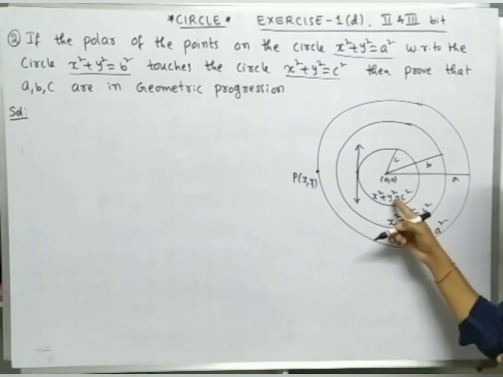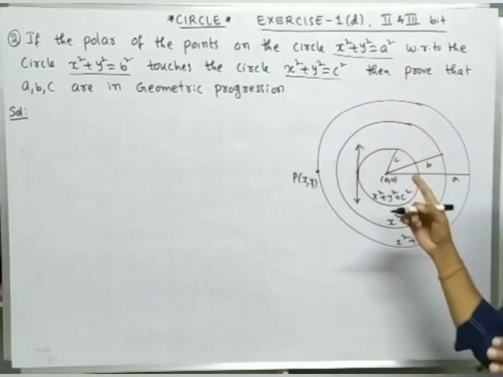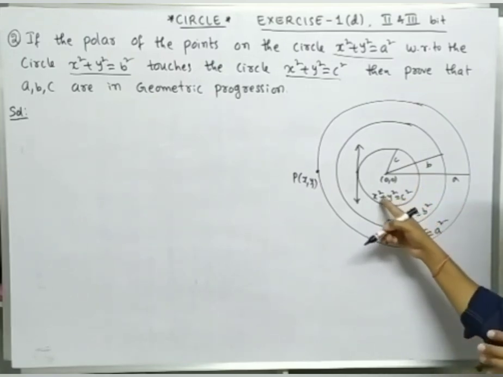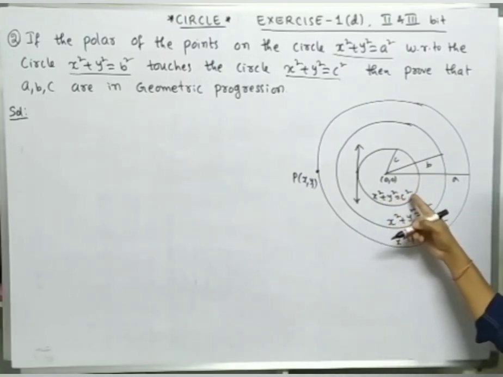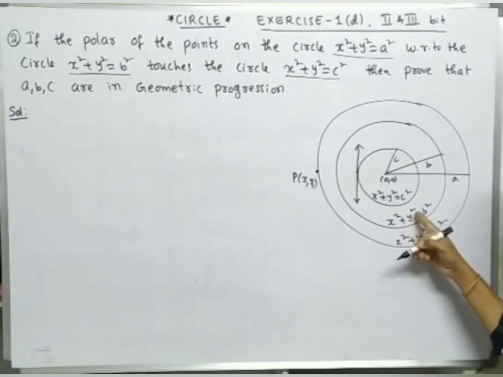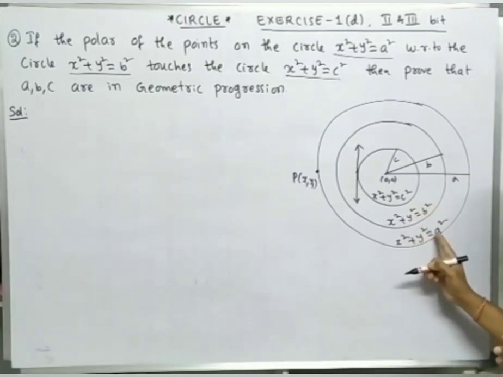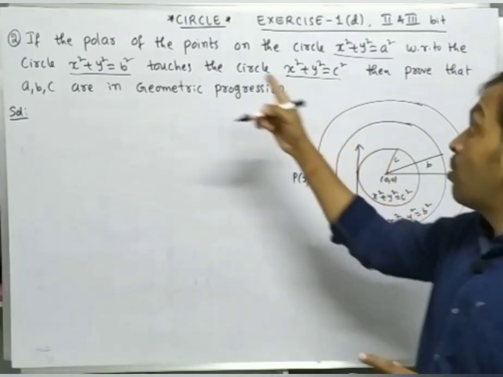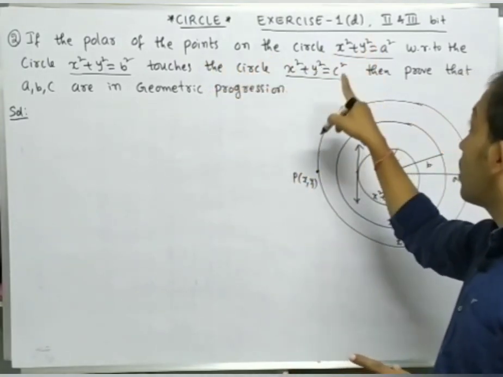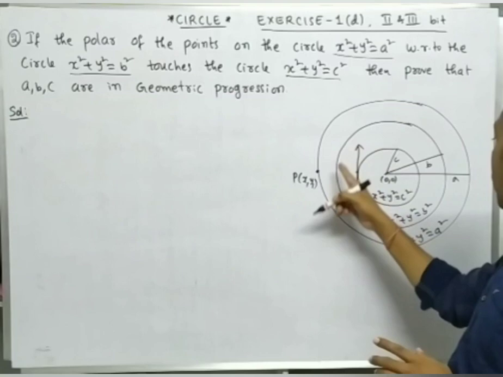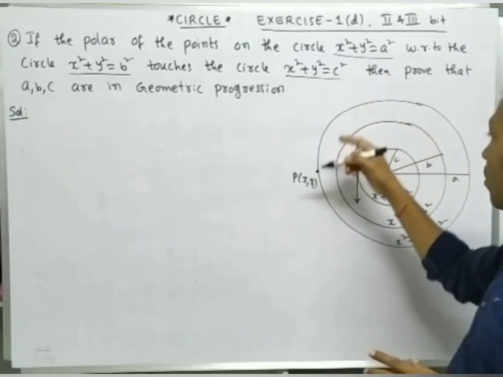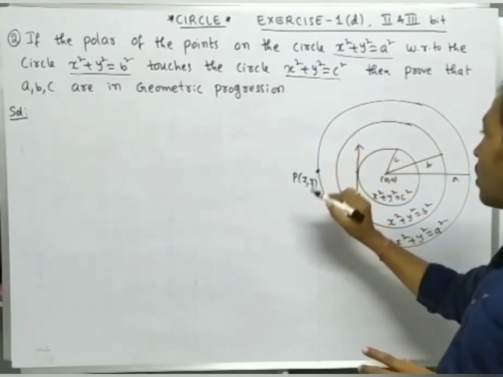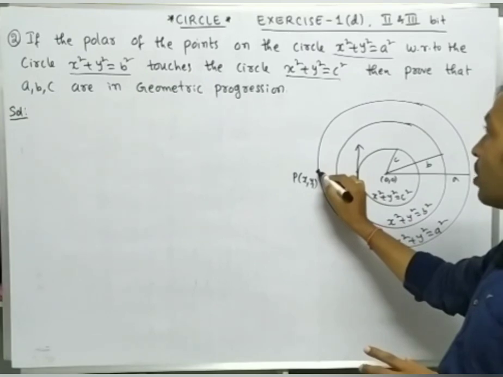So here, according to the concept of the problem, the inner circle is x square plus y square is equal to c square, the next circle is x square plus y square is equal to b square, and the next is x square plus y square is equal to a square. These three are concentric circles. Polar of the points on the circle x square plus y square is equal to a square.